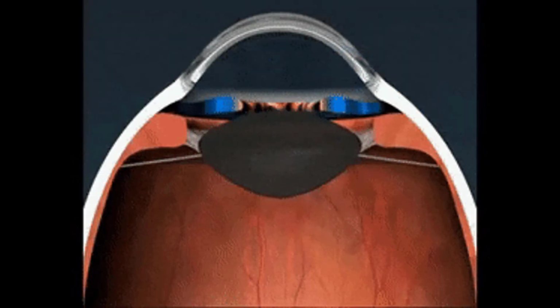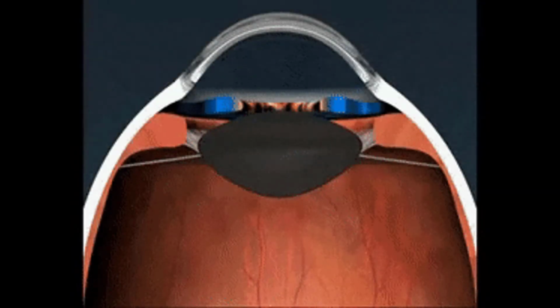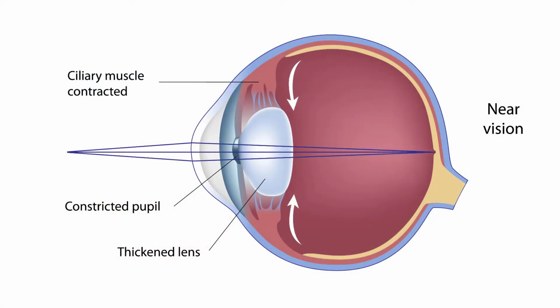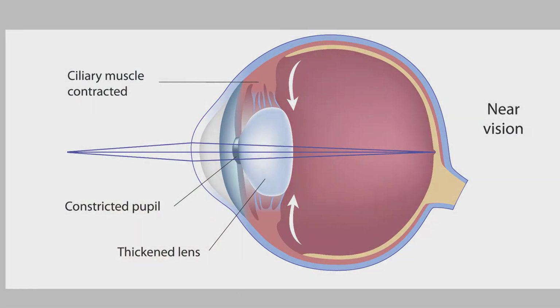When the ciliary muscles contract, the ciliary body moves towards the lens. This movement reduces the tension in the ciliary zonule, and the lens assumes a more spherical shape. In this spherical position, the eye is able to focus on nearby objects.